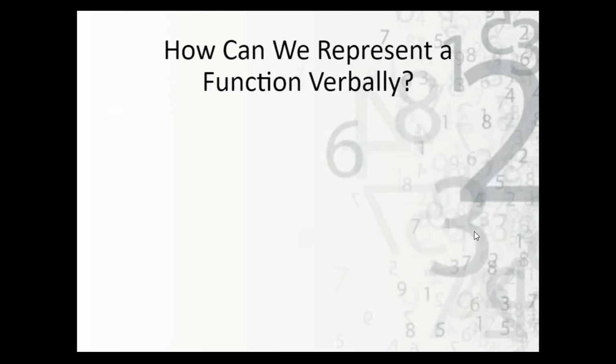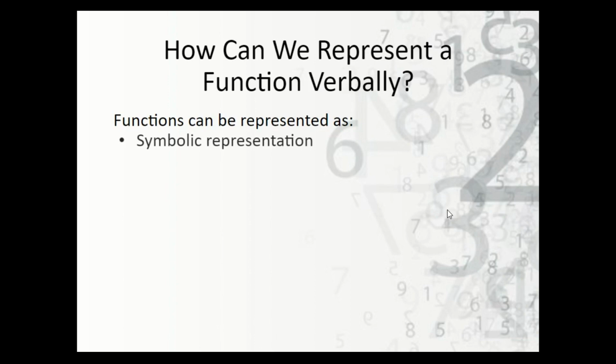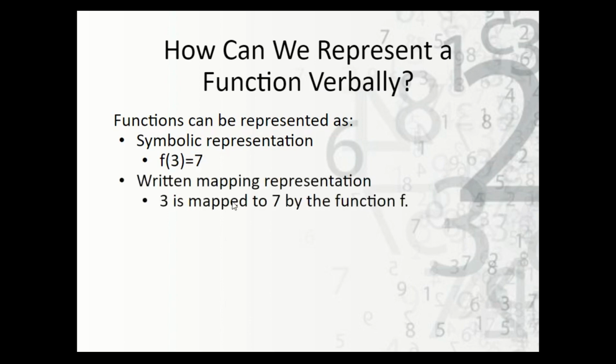Now, can we represent a function verbally? Well, functions can be represented in many different ways. The first one is symbolic representation. An example of that would be f of 3 equals 7. So what we're saying is when x is 3, y is 7. We can write it as a mapping. So we could say 3 is mapped to 7, meaning that when we plug 3 in for x, we get 7.